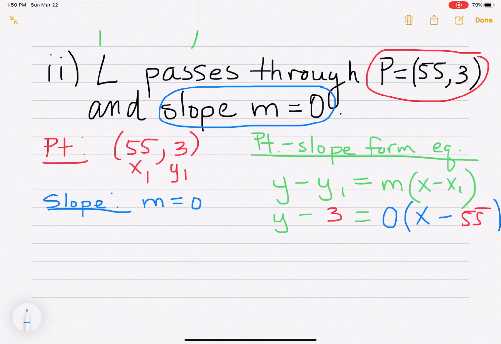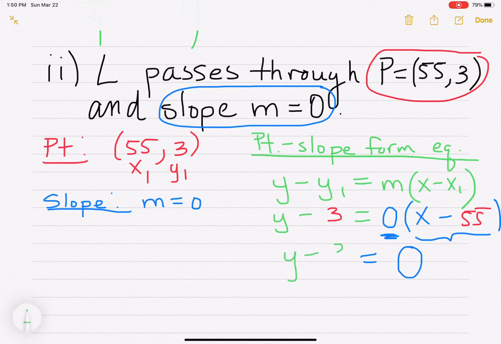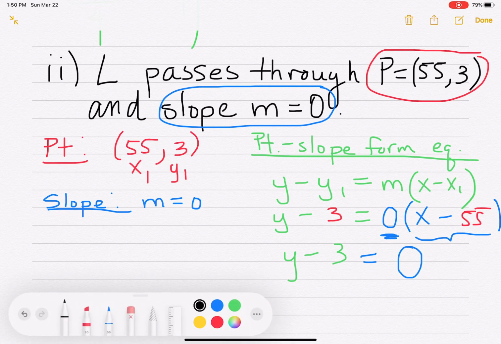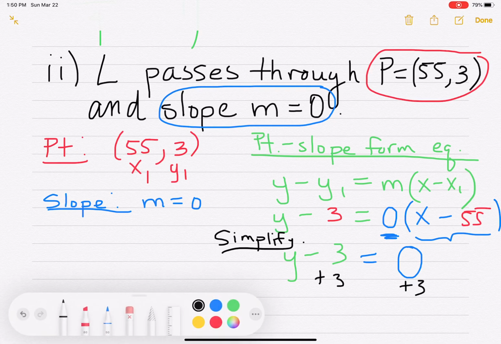So it turns out that you really don't have to do any work on the right-hand side. On the right-hand side, you have 0 times something. 0 times anything is 0, so this is going to be equal to 0 on the right-hand side. On the left-hand side, we just have y minus 3. So right now we're simplifying. The goal is that you want to get y by itself. So if I add 3 to both sides, I'm going to get y equals 3.